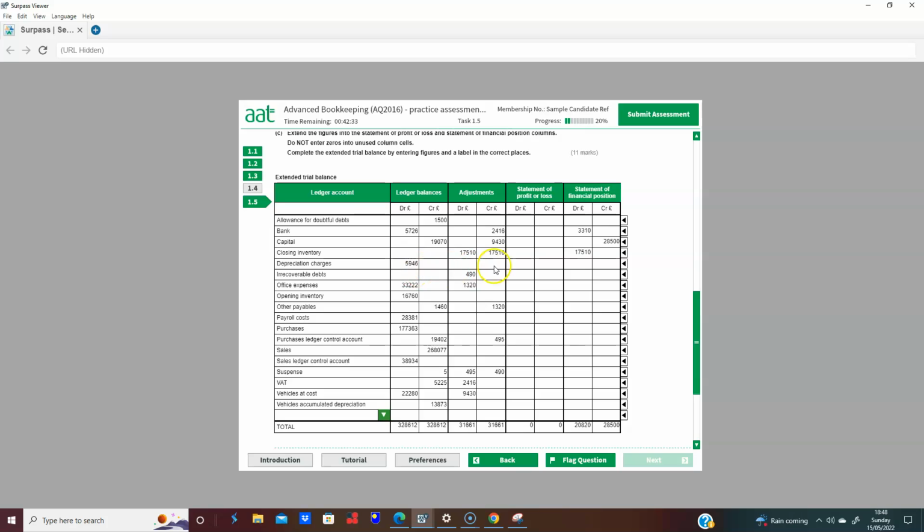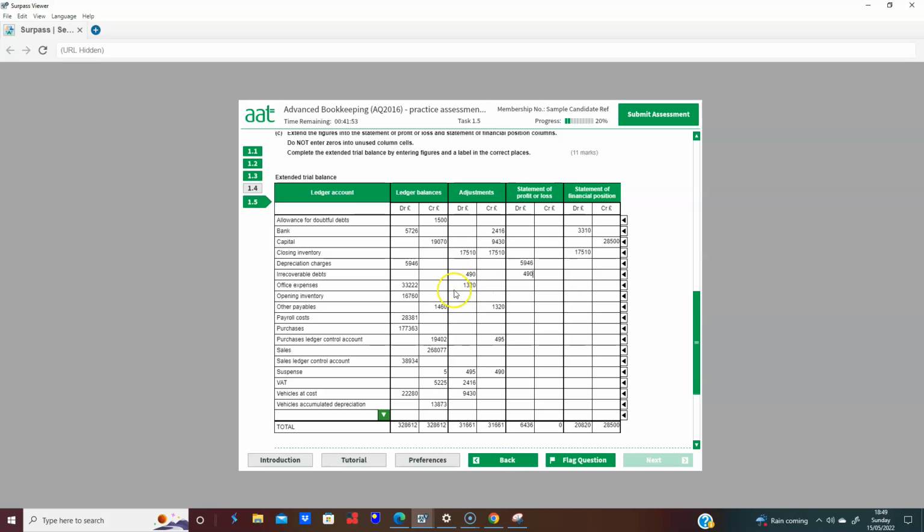So depreciation charges, that's a profit and loss move, 5946. That was a depreciation charge happening in the period. Then we have irrecoverable debts of 490 happening there. Office expenses, these are all adjustments.